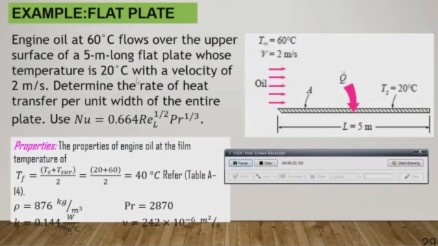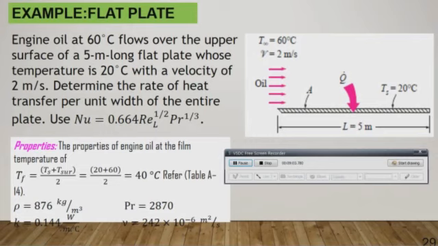Now let's say for a flat plate, engine oil at 60 degrees Celsius. So we have oil here moving at constant speed, 60 degrees Celsius, and the speed is 2 meters per second. Then we have a flat plate whose temperature is 20 degrees C, so the temperature at the surface is 20 degrees C. Determine the rate of heat transfer per unit width of the entire plate. Use Nusselt number C 0.664, Reynolds number power of 1/2, and Prandtl number power of 1/3.